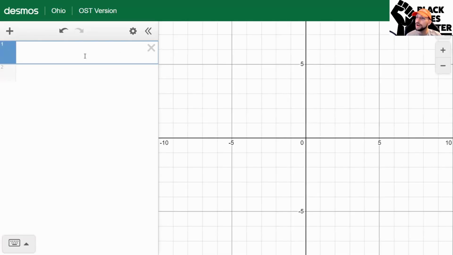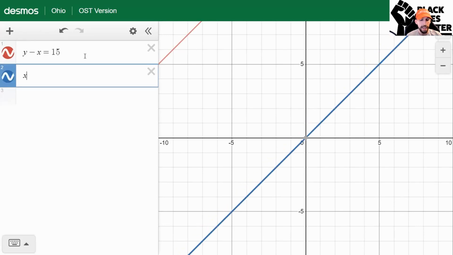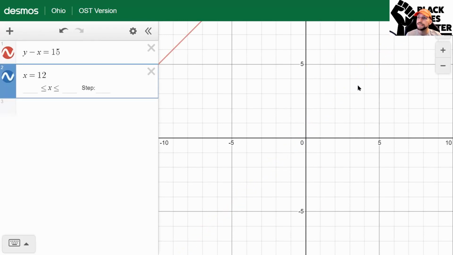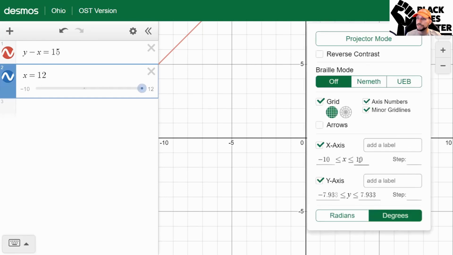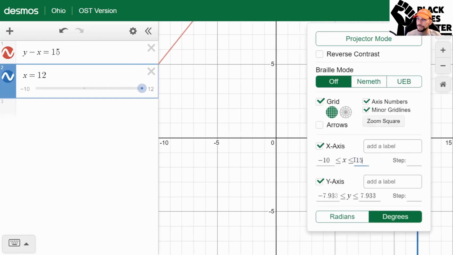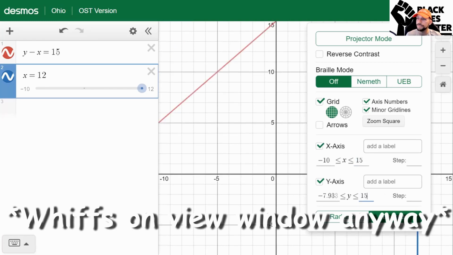Pretend I forget how to do algebra. Y minus x equals 15. X equals 12. Now, I can't see those things, right? So let's hit our little settings button and let's change our x and y axis so I can actually see the values that I'm looking for. So I need both of those to be at least 15.